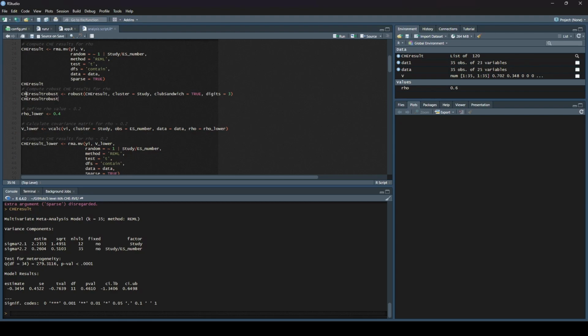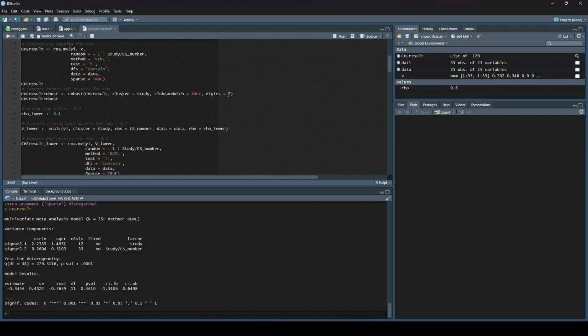So I'm going to call this CHE result robust, so that way I know this is the robust result. And the way that we do that is we use the robust function, and the first piece we want is the result from that 3-level analysis. So we're just going to put that there. And then we have a similar setup as before. We tell it the cluster number is the study. Next, we tell it that we have this argument that's like, do we want to use the clubSandwich package? And the answer is yes, we do want to use the clubSandwich package to help us with the robust variance estimation. So we're going to put true.